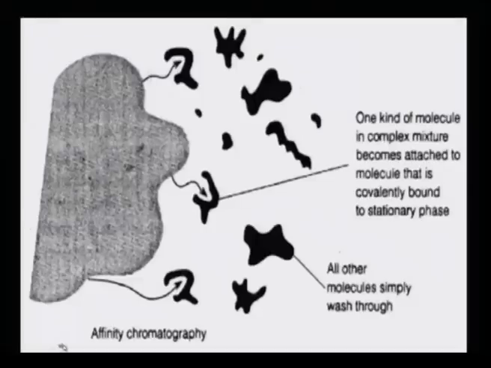This is another example of affinity chromatography. One kind of molecule in a complex mixture becomes attached to molecules that are covalently bound to the stationary phase, and the other molecules are simply washed off.